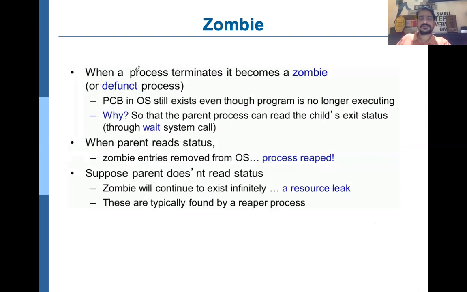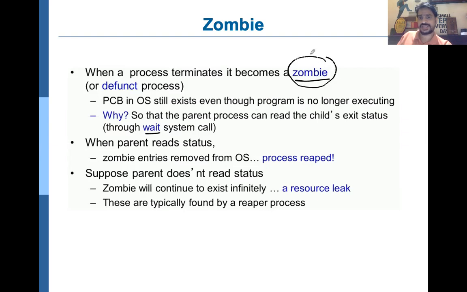So what is a zombie? When a process terminates, it becomes a zombie. Whenever a process terminates, for example when the child process uses the exit system call, it will become a zombie, also called a defunct process. The PCB, or process control block, in the operating system still exists even though the program is no longer executing. So if the child executes the exit system call, the child will become a zombie, so that the parent process can read the child exit status while waiting. So exit will give you the status as zombie.